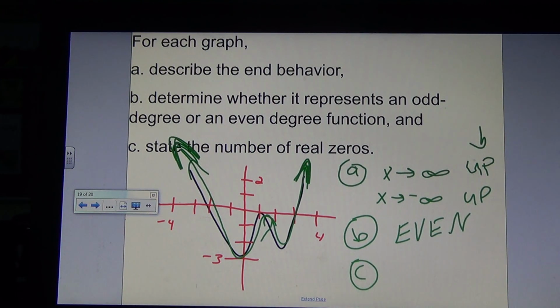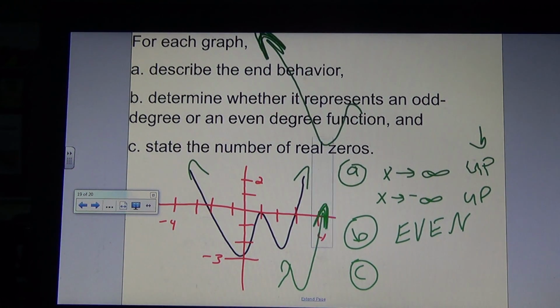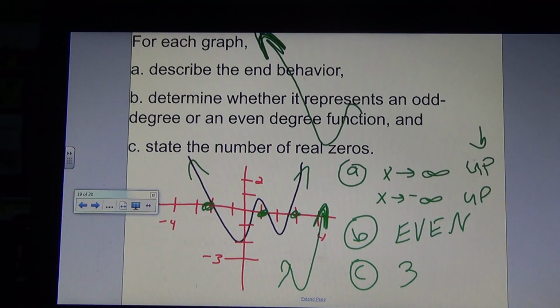And C, say the number of real zeros. How many times is this crossed if we look here? How many times does that cross? And if you look there, it crosses 3. Once, one bounce here, and there. So this one will actually cross 3 times. If I lifted it up a little higher, it would have crossed 4, but the way I drew it, it only crossed 3 times, and that's okay.